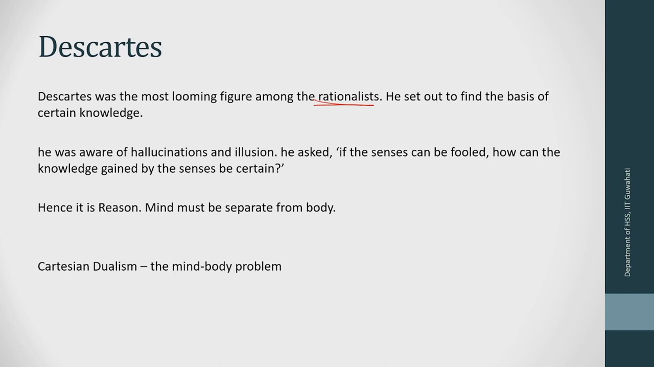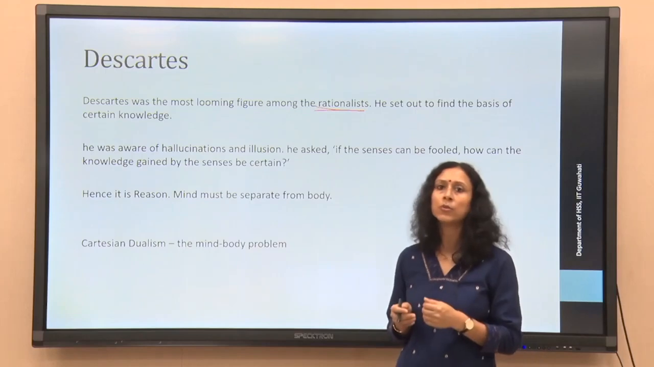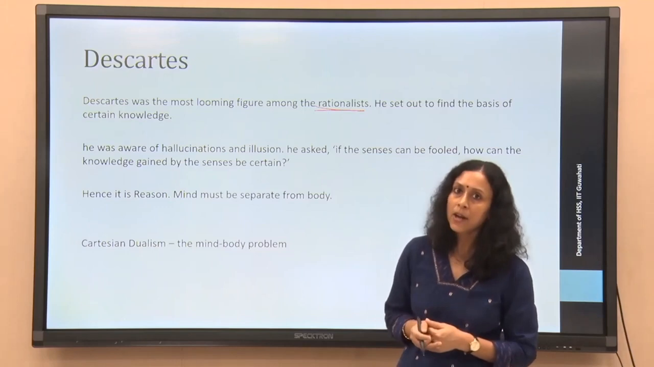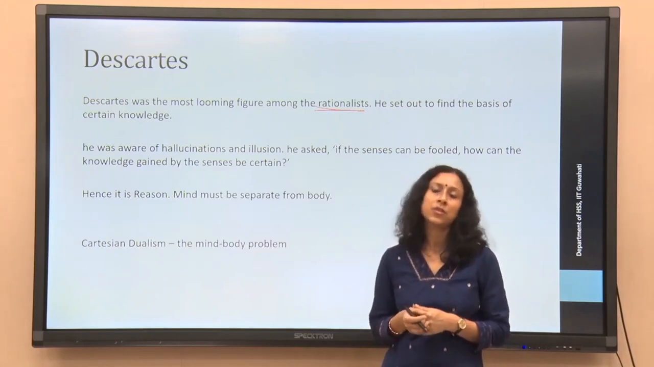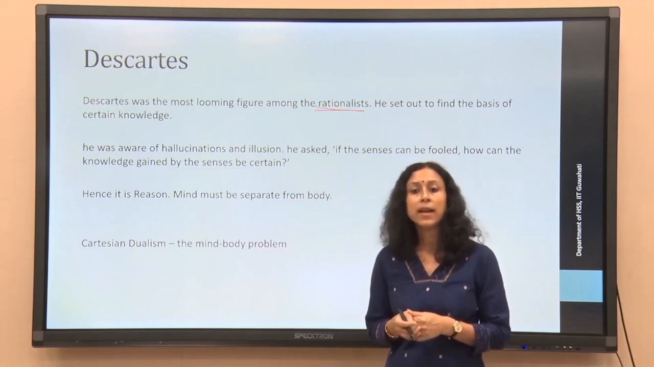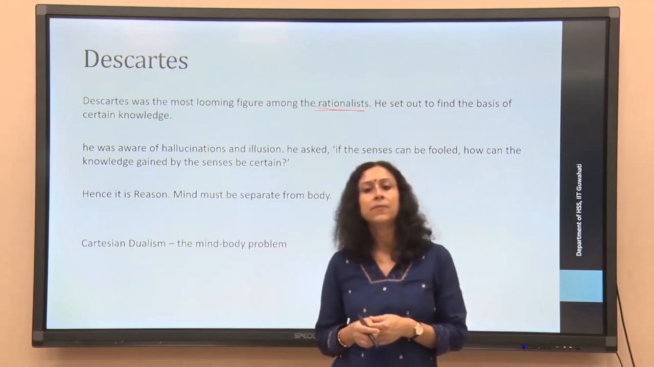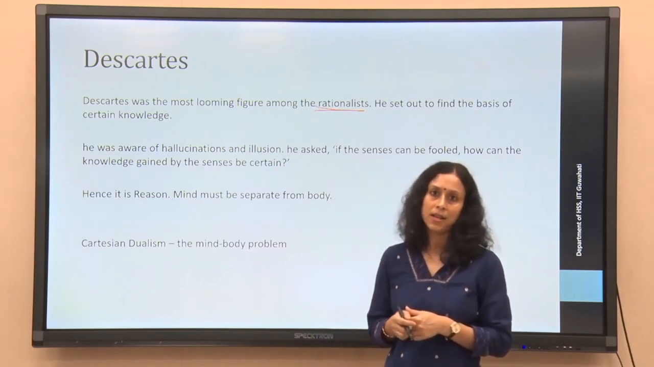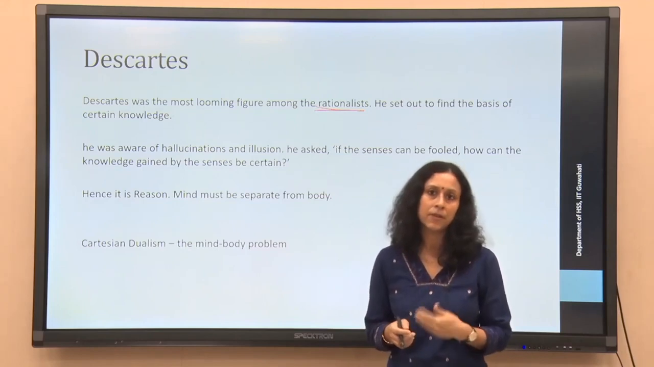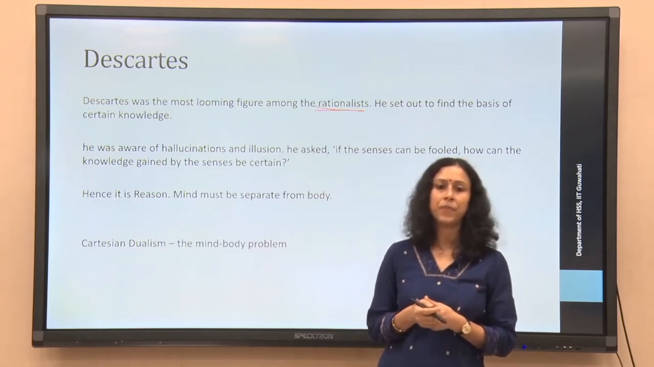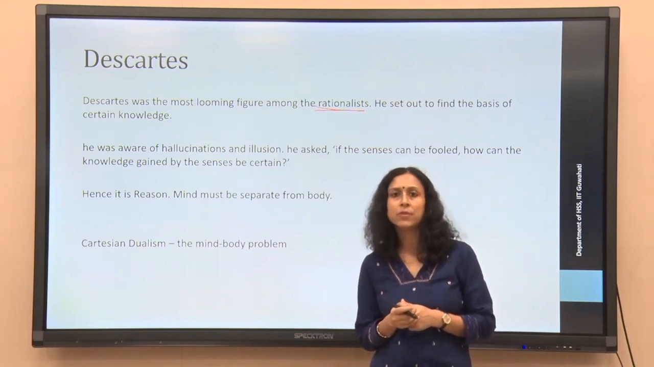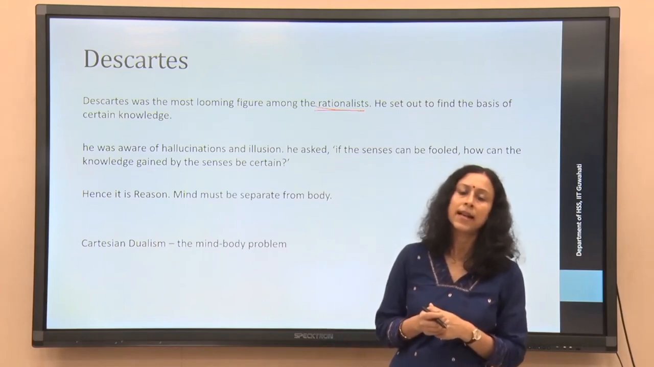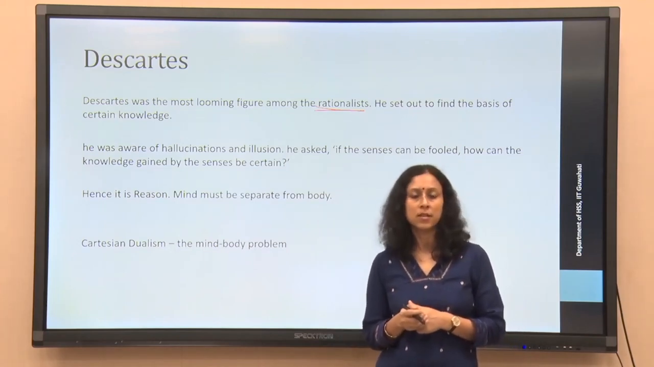He set out to find out the basis of certain knowledge. How do you know that this is what is certain knowledge, this is what is final, true knowledge? Now, he was aware of hallucinations and illusions and such things. He very pertinently asked, if the senses can be fooled, how can the knowledge gained through senses be certain? If the senses might have been fooled, even when you were thinking you have gained some knowledge through it. So, it has to be reason, devoid of the emotional bondages, and that alone will take us to certain knowledge.